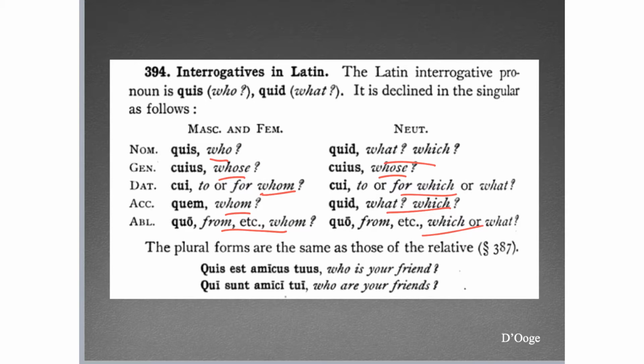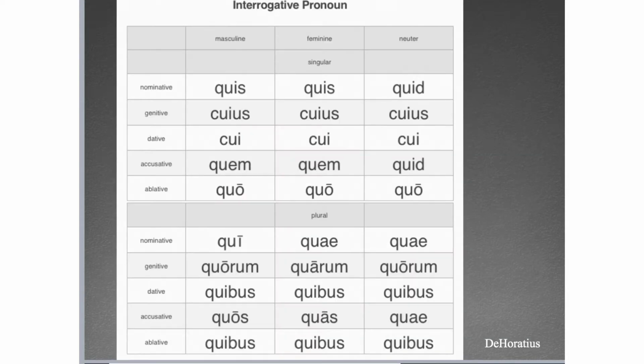You'll note a couple things. Masculine and feminine are combined. They share the same forms, basically because when you're asking a question, you don't necessarily know whether the answer is going to be masculine or feminine, so you can't and really shouldn't specify that. Neuter has its own forms. From this quick glance, you can see that a lot of these forms are going to be similar to the relative pronoun. Quis, of course, is an exception, as is quid, but everything else will be pretty much the same. Quid, of course, is the same in the nominative and the accusative because it is neuter.